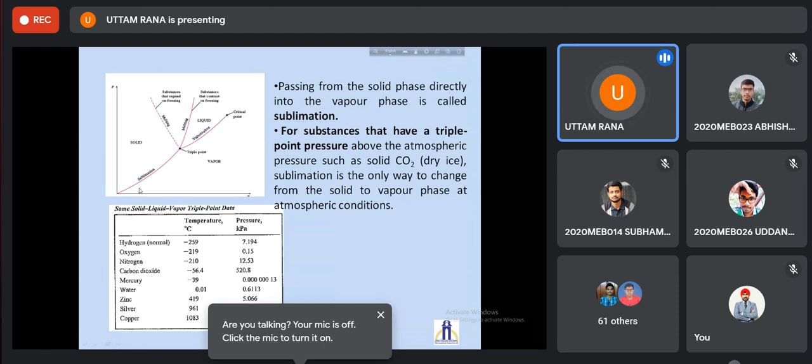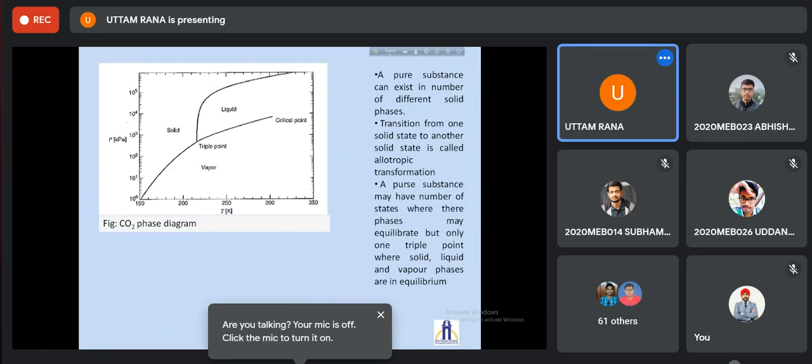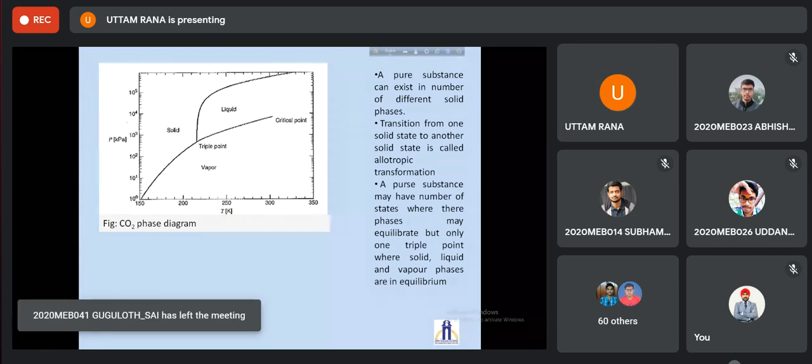Any doubt about this point, about the PT diagram? Please respond. No, sir.